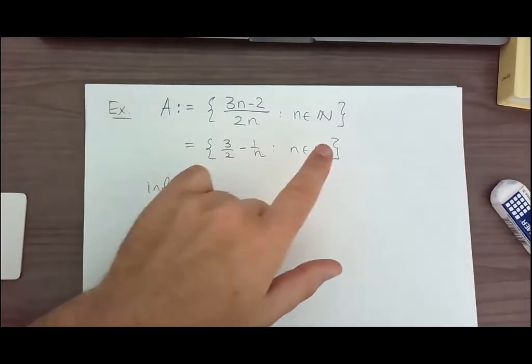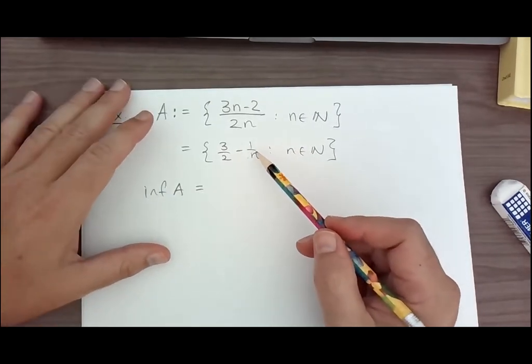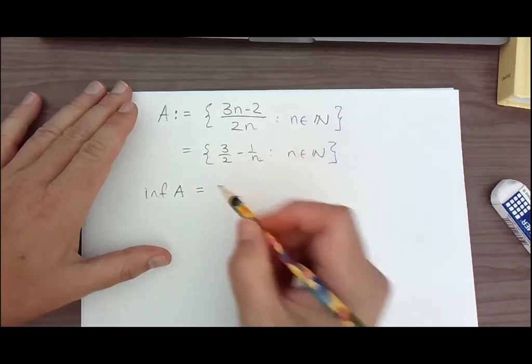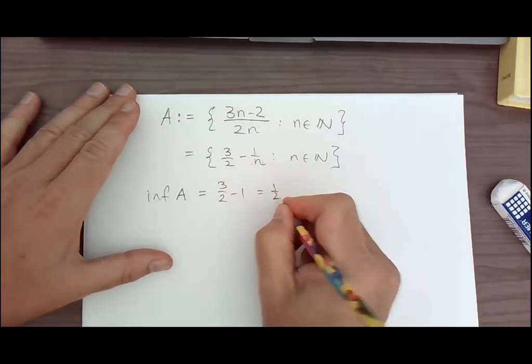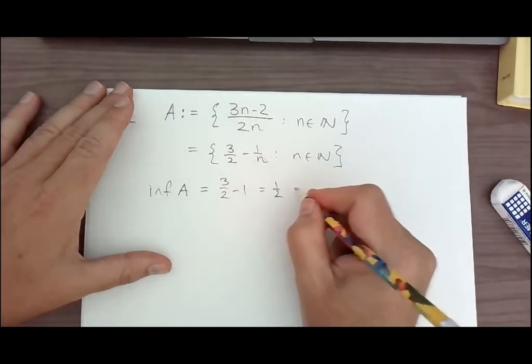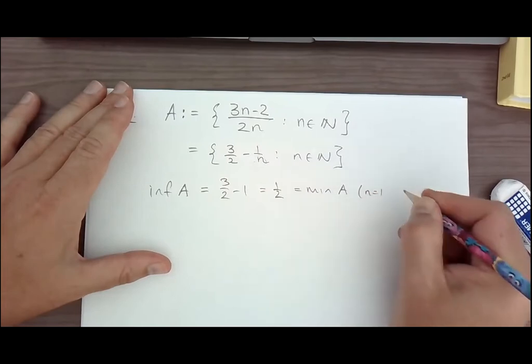So should I make n this? And then I want to make n to be as small as possible. So that'll be a 1. So this would be 3 over 2 minus 1. So this would be something like a half. Right, so it's very similar to before. This is going to be my min because n equal to 1 works.